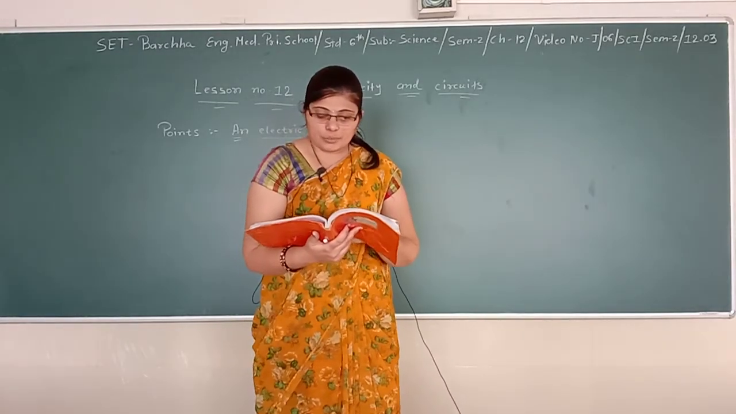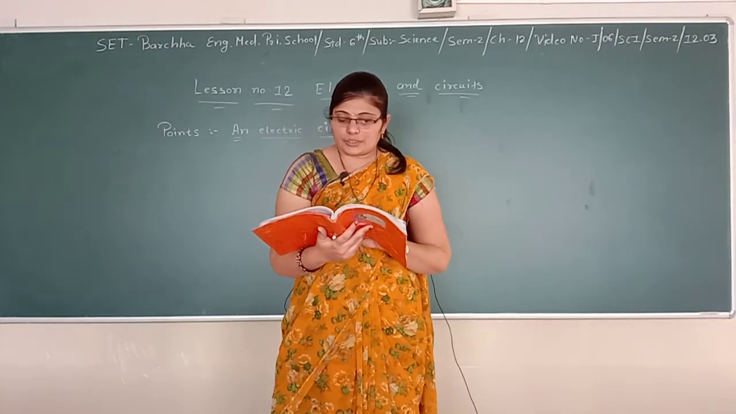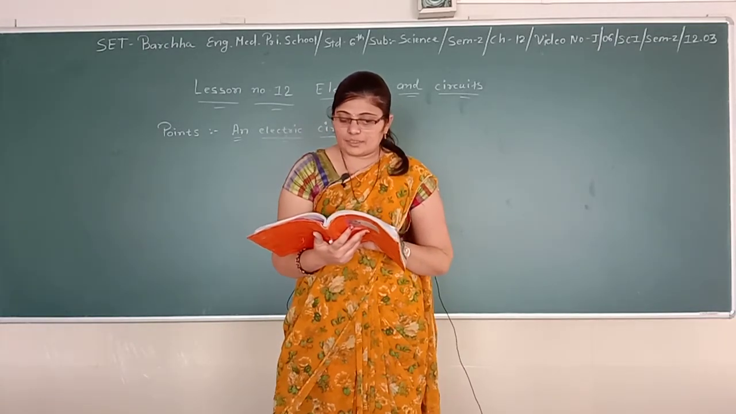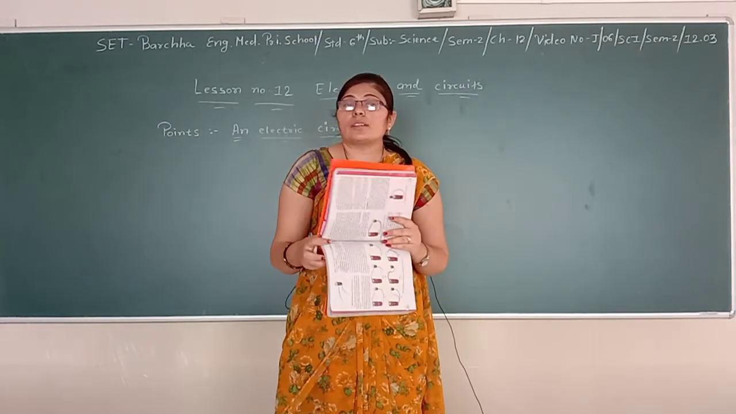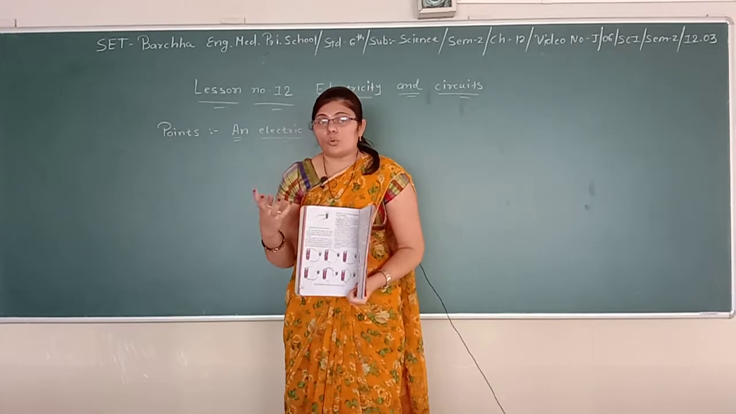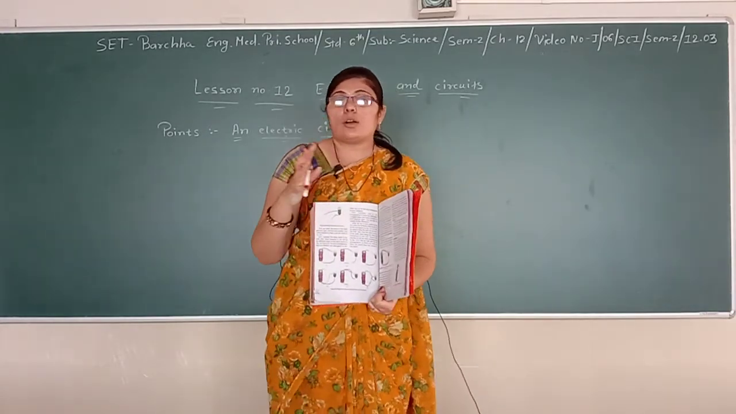When the terminals of the bulb are connected with those of the electric cell by wires, the current passes through the filament of the bulb. This makes the bulb glow. So now, how does the bulb glow? This is the answer to the question of how the bulb glows.